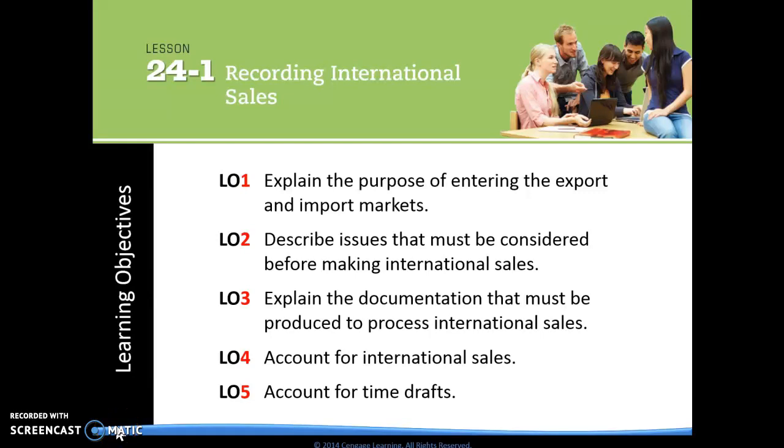Chapter 24. This is our last chapter of the first book. So 24-1, recording international sales.